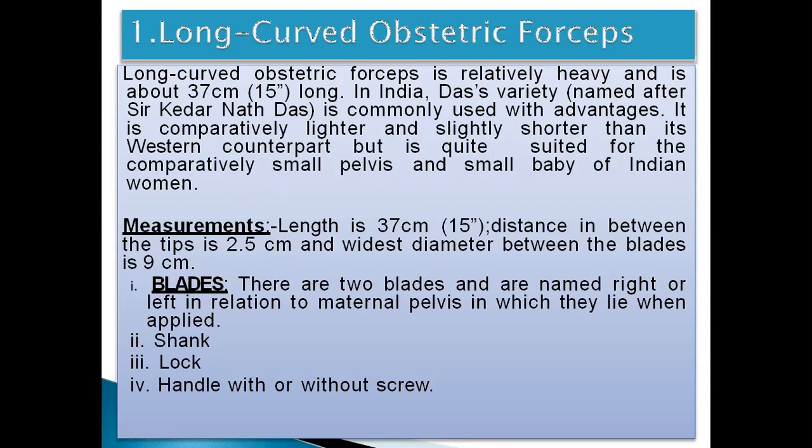Now there are two blades, one is right and another one is left. And how will we call right or left? By seeing it itself, we can see which one will be inserted in which side of the maternal pelvis. So there are right and left blades.